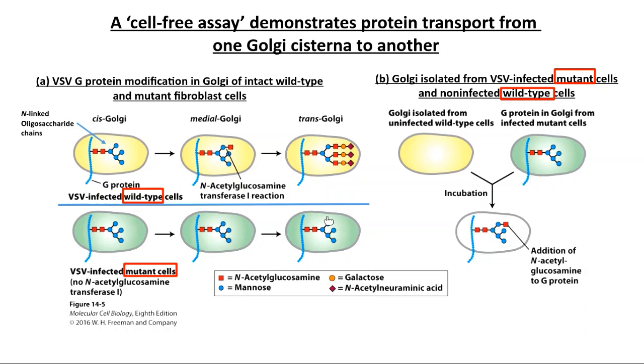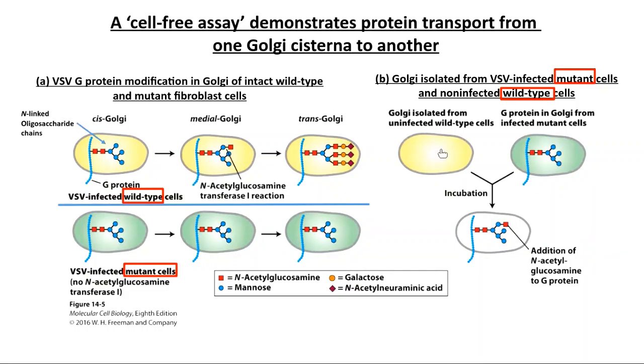Now let's do a fun experiment. Let's isolate Golgi from VSVG-infected mutant cells. There is this green in structure, mutant cells and non-infected wild type cells. This one doesn't have any VSVG protein oligosaccharide, just the Golgi compartment itself. Okay, Golgi compartment means all different sorts of Golgi compartments. So without the presence of any proteins.